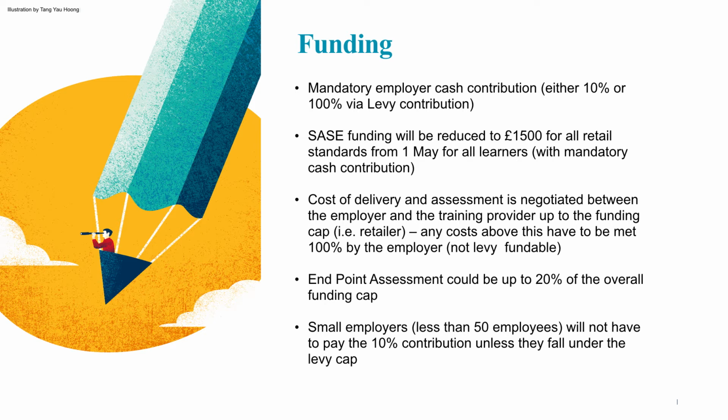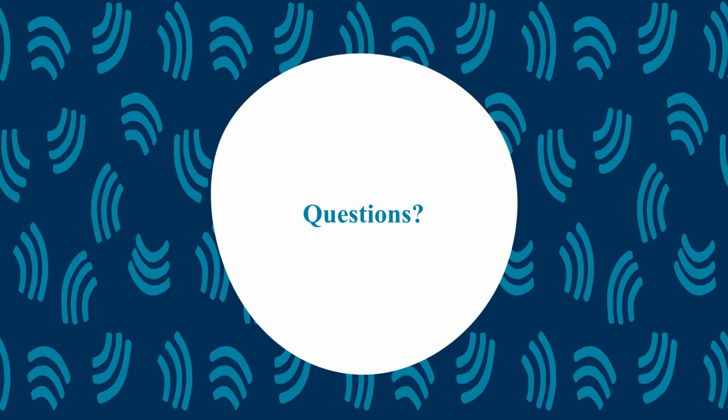So that is me for the moment. Now I have had one question that's come through that says, what happens if no EPA picks up a standard? Very, very good question, and it is a concern of the government at the moment. There are some apprenticeship standards out there that are available for delivery that do not have an EPA organisation attached. Without an EPA organisation, an apprentice cannot complete an apprenticeship.